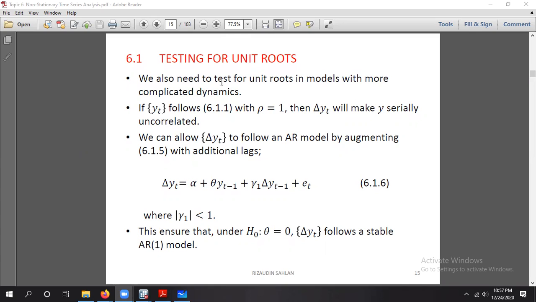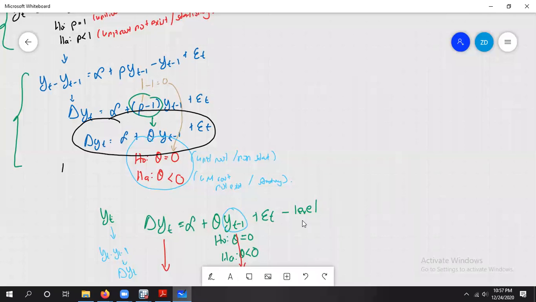Okay, so we also need to test for the unit root in the model with more complicated dynamics. This is very simple analysis. The test is what we had learned before. We're using the unit root test based on this equation, right? Okay, look at this one.